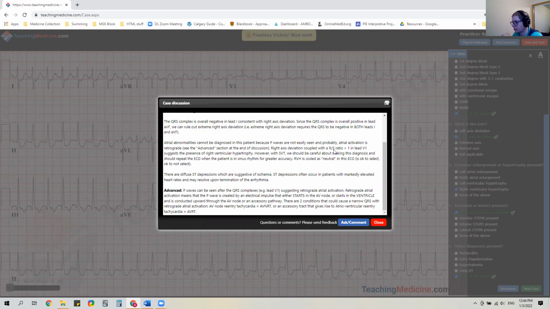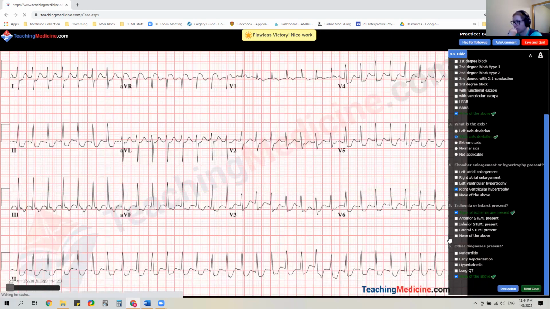Yeah, so right axis deviation with an R greater than S greater than 1 suggests the right ventricular hypertrophy. However, with supraventricular tachycardia, should be careful about making this diagnosis and should repeat the ECG when the patient is in sinus rhythm for greater accuracy. Okay, so I'd say it's correct for here.